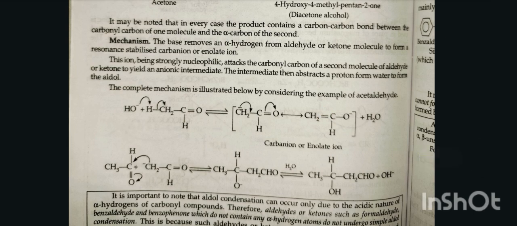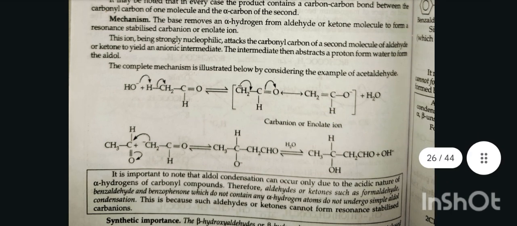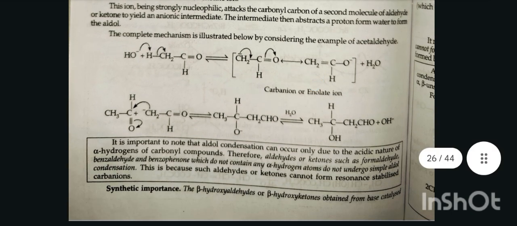It may be noted that in every case the product contains the carbon-carbon bond between the carbonyl carbon of the one molecule and the alpha carbon of the second. Mechanism: The base removes an alpha hydrogen from the aldehyde or ketone molecule to form a resonance-stabilized carbanion or enolate ion. This ion, being strongly nucleophilic, attacks the carbonyl carbon of a second molecule of aldehyde or ketone to yield an anionic intermediate. The intermediate then abstracts a proton from water to form the aldol.